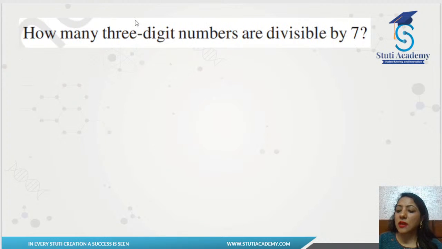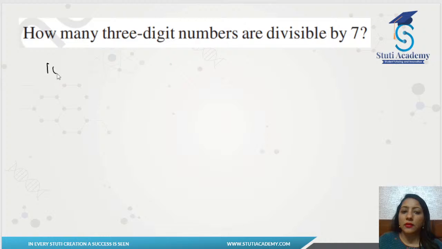How many 3-digit numbers are divisible by 7? So we don't know the AP here. We have to solve for the AP. So in order to solve for the AP here, first of all, please read the question again. How many 3-digit numbers? So we just have to consider the 3-digit numbers. We will solve for the first 3-digit number which is divisible by 7. That's where the AP is going to start.